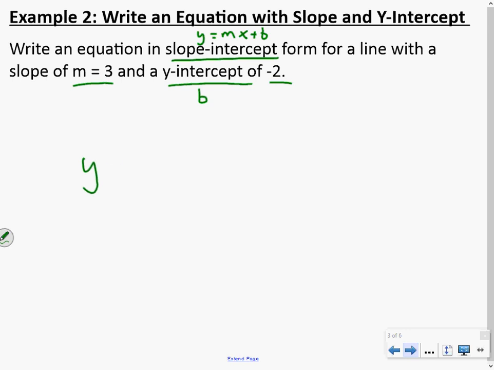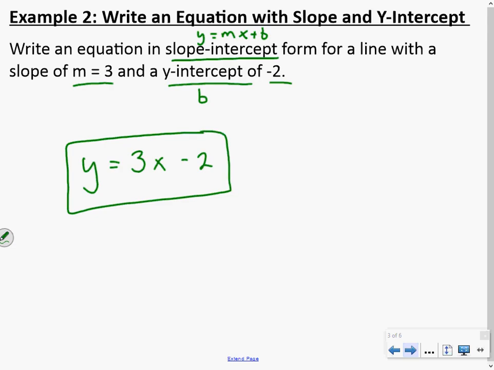My equation would be y equals m, and we're given a slope of 3. So mx, so 3x, plus b. We know the b value is going to be -2. So you could put plus -2, but that really is just a -2. Okay, so now we have our equation written in slope-intercept form. We can verify, yes, our equation has that slope of 3 and the y-intercept of -2 that we wanted. So graphing and writing equations is pretty straightforward when you have the slope and the y-intercept.